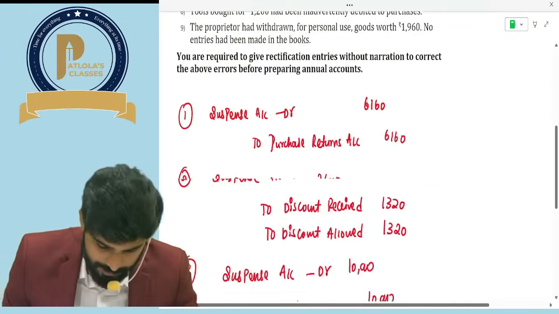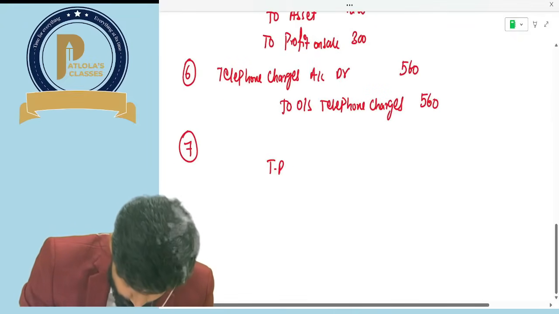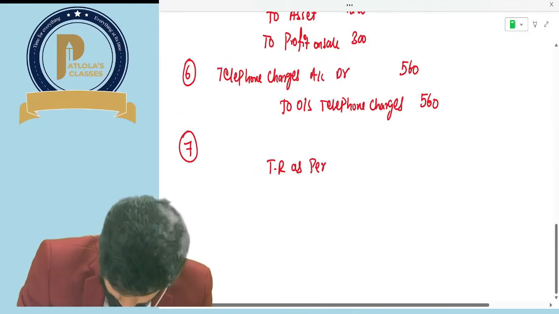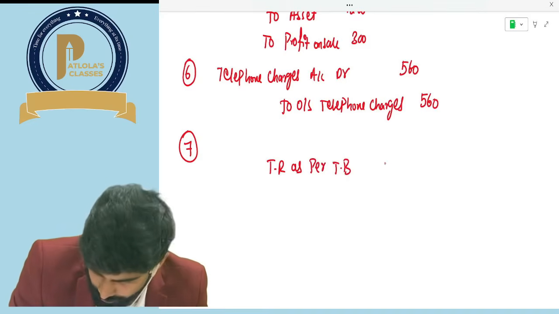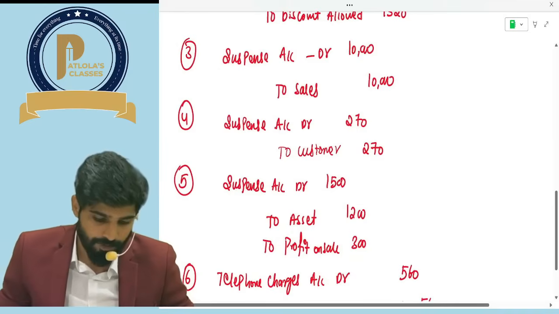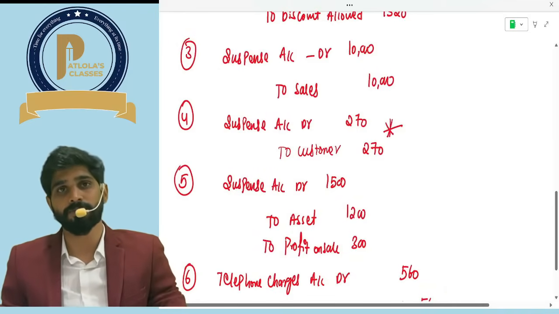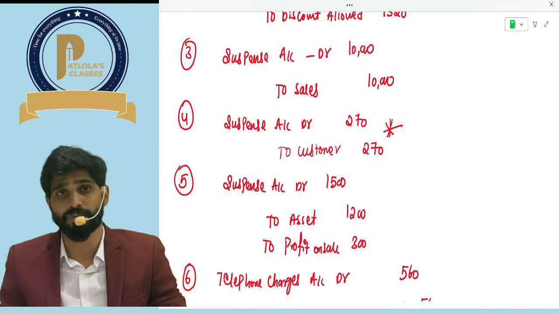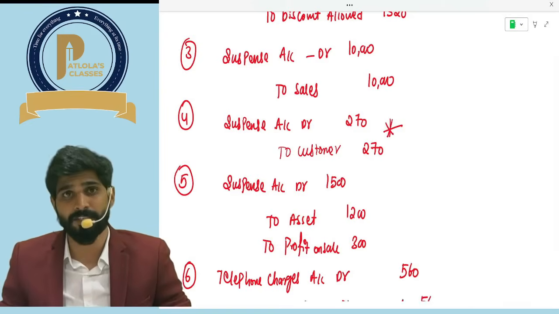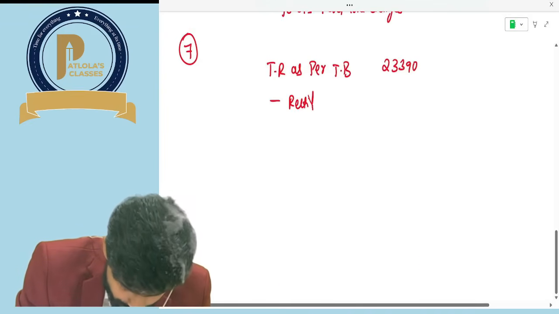First let us calculate the current amount of trade receivables. How much is the trade receivables as per trial balance? As per trial balance, trade receivable is 23,390. And if you remember guys, in the fourth entry, the customer account is credited by 270. That is trade receivable.